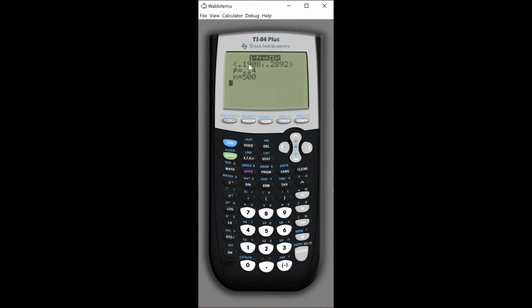And if you look at it, it gives you exactly what we got by hand. And the nice thing about it, it also gives you the p hat. So if you look right here, it says p hat is equal to 0.25, and n is equal to 500. Any question in regard to that?